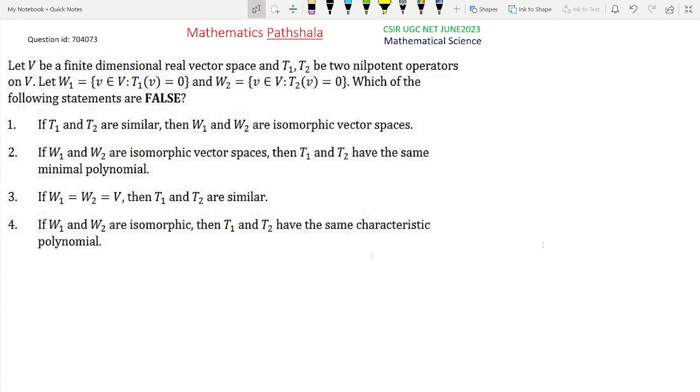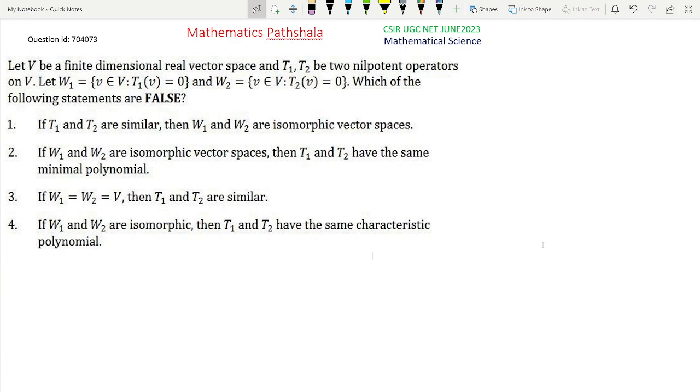This is a problem of CSIR UGC NET Mathematical Science June 2023. The question ID is 704073. This is a problem of linear algebra. See the problem here. Let us now try to solve this problem.